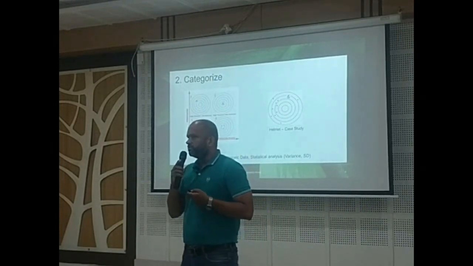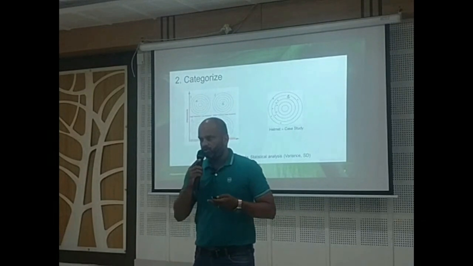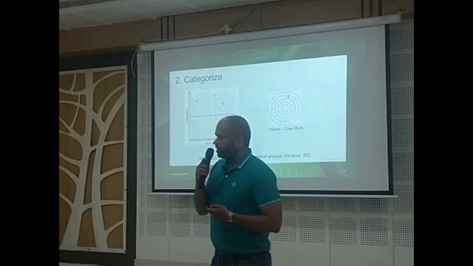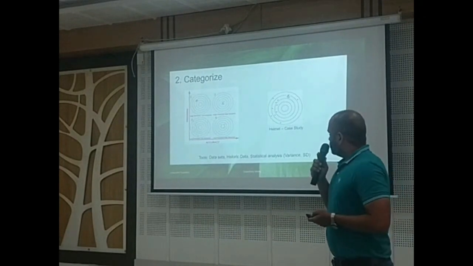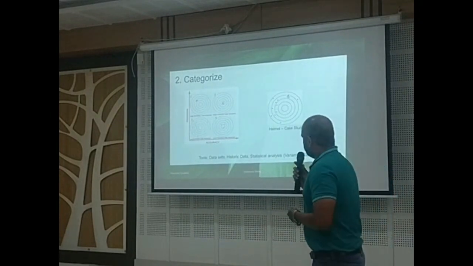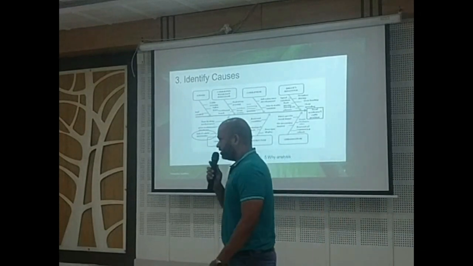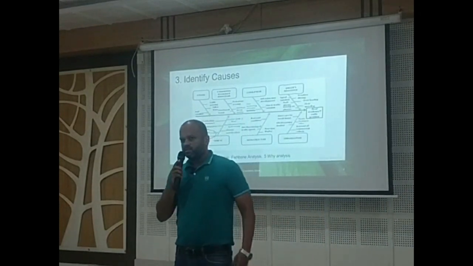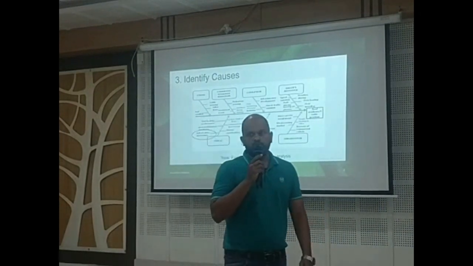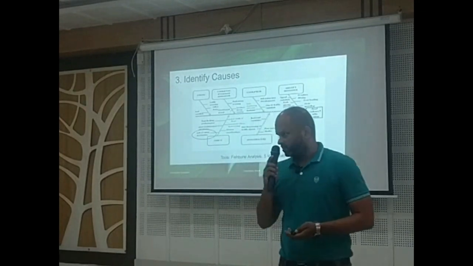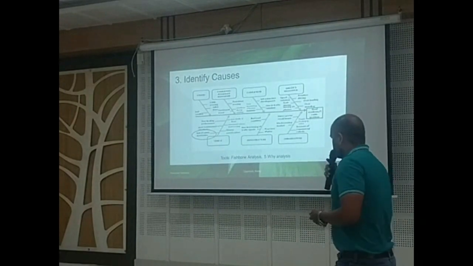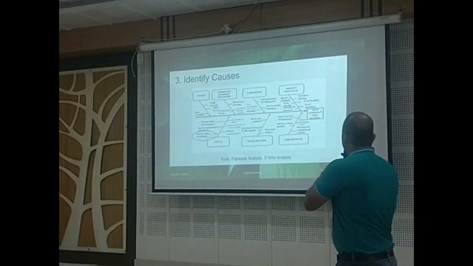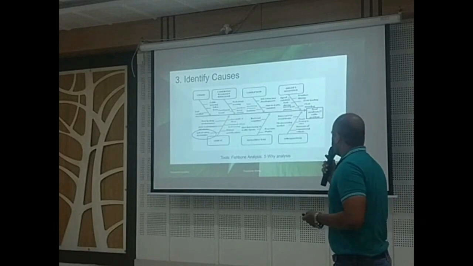All this scientific analysis we do, and all those tools, will be used to identify a problem, whether it is precise or accurate. Next, once you categorize the problem, we try to identify the causes. So we use something called fishbone analysis, or five-why analysis. What this basically does is, say road accidents is the problem.